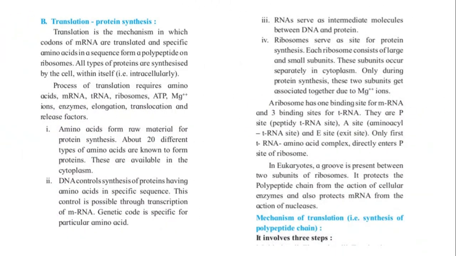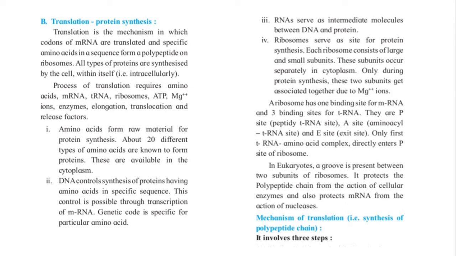The next subtopic is translation, that is protein synthesis. Translation is the mechanism in which codons of messenger RNA are translated and specific amino acids in a sequence form a polypeptide on ribosomes. All types of proteins are synthesized by the cell within itself. The process of translation requires amino acids, messenger RNA, transfer RNA, ribosomes, ATP, magnesium, iron, enzymes, elongation, translocation, and release factors.